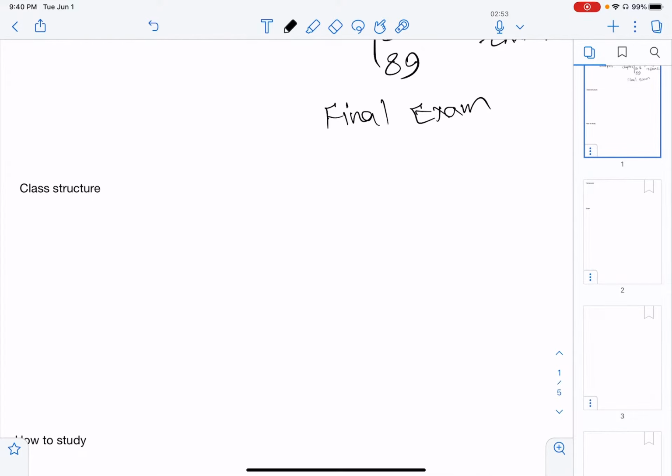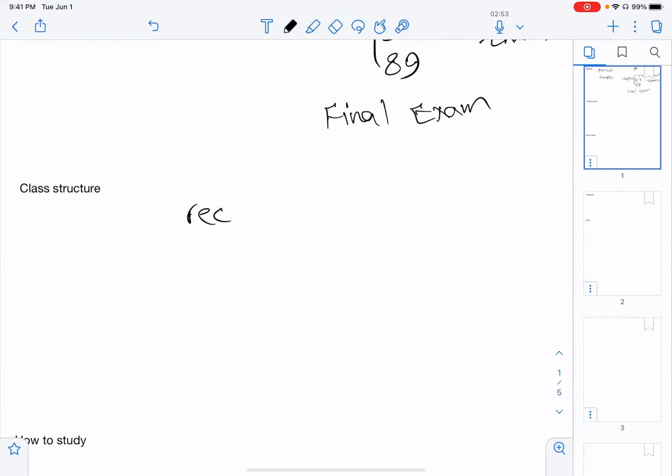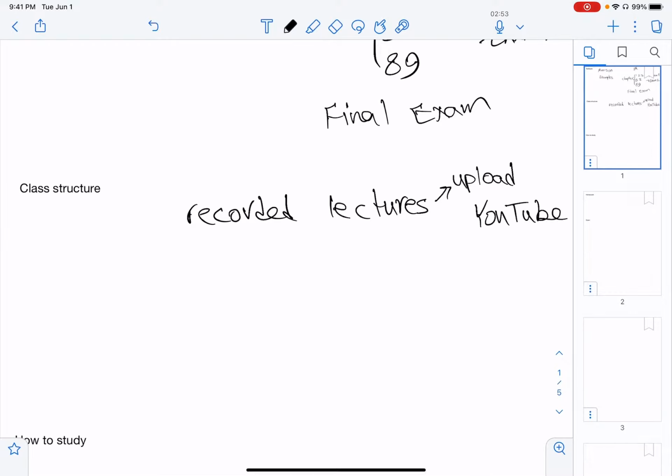So the class structure. The way that I'm going to teach this class is that we're going to have recorded lectures, and I'm going to upload them through YouTube. I'm going to share the link of the YouTube on the UB Learns. So make sure, if you cannot find it, email me please, and I'm going to help you find that.